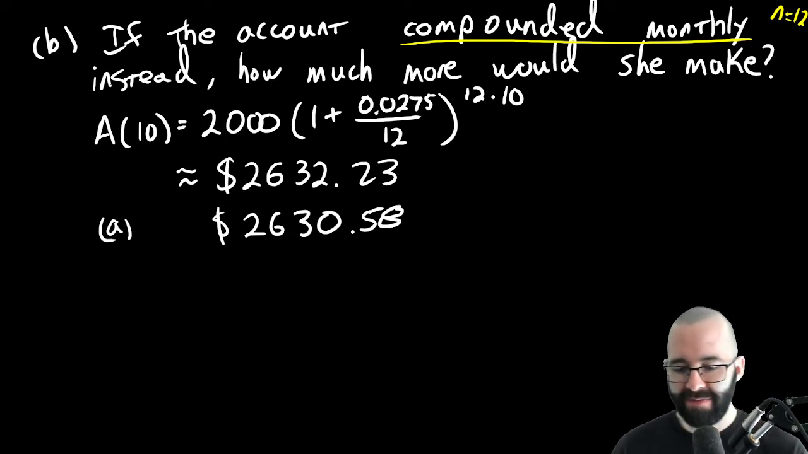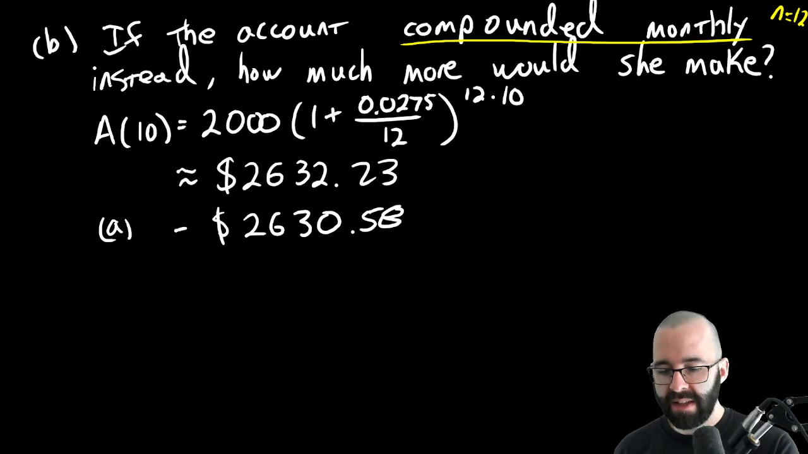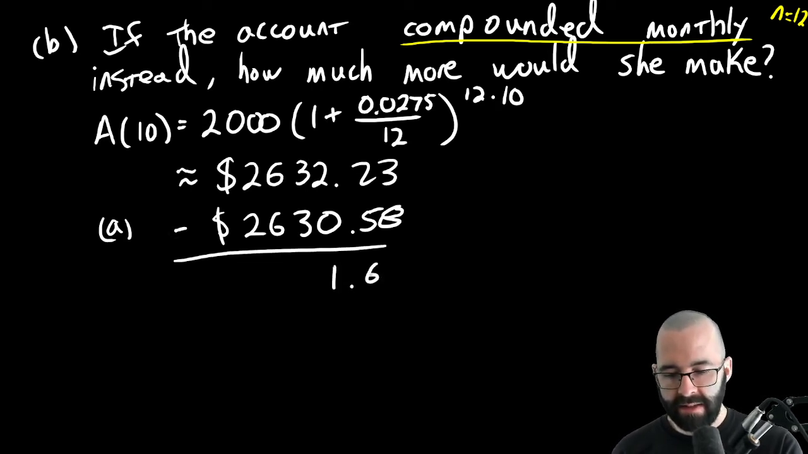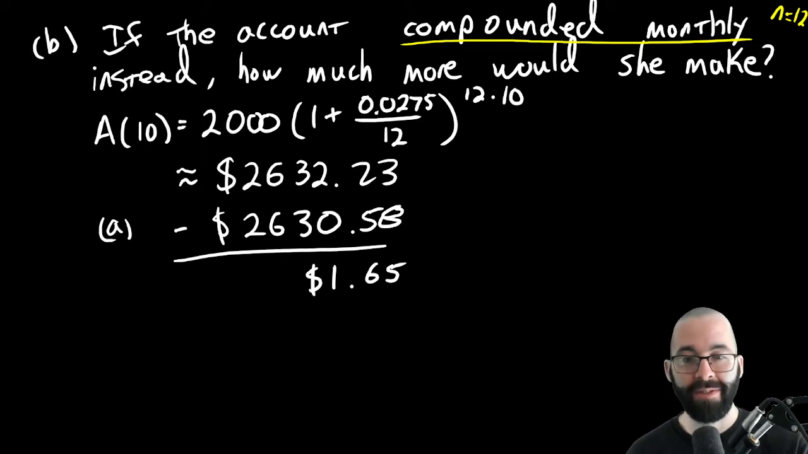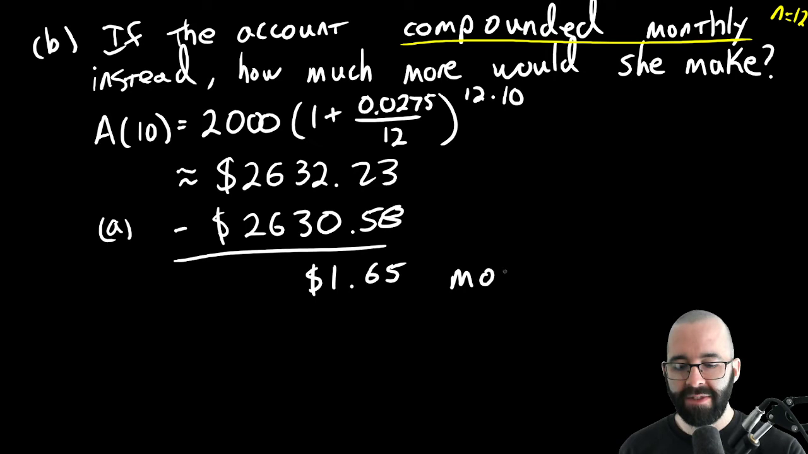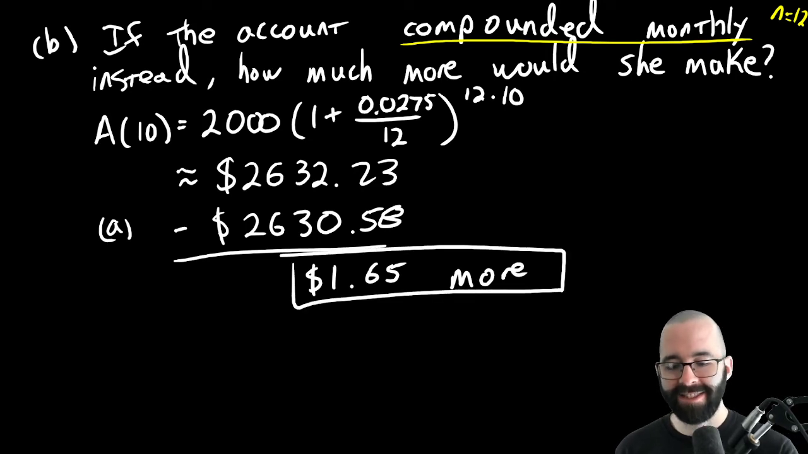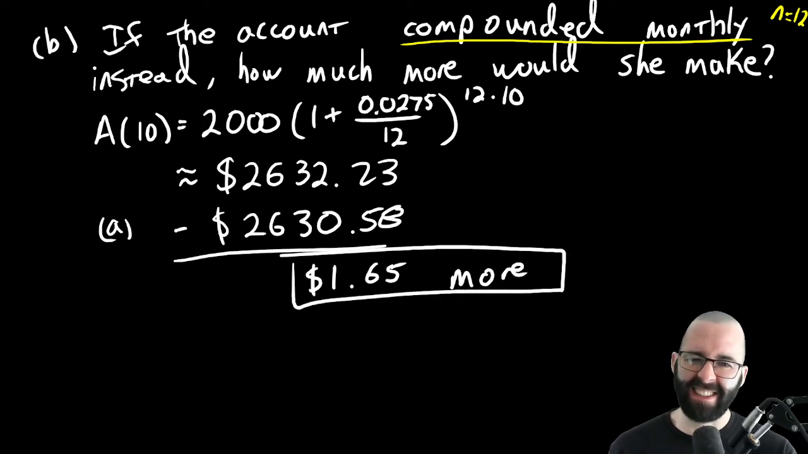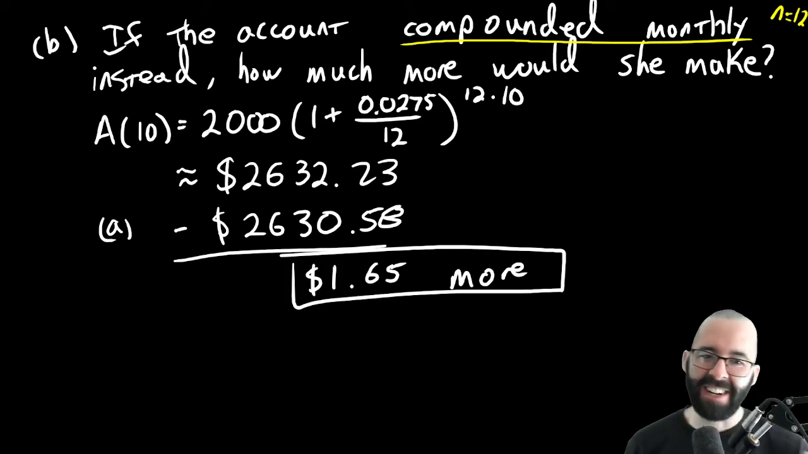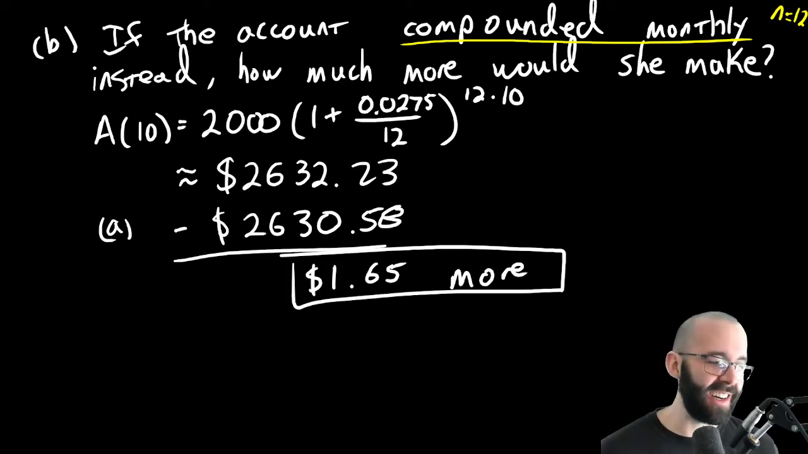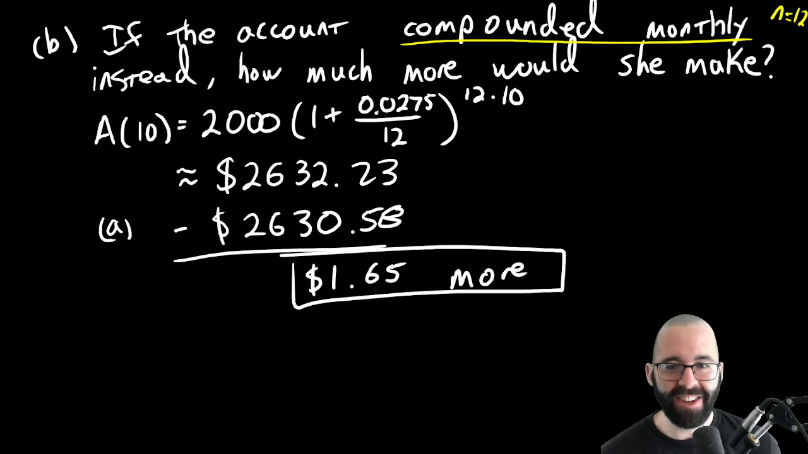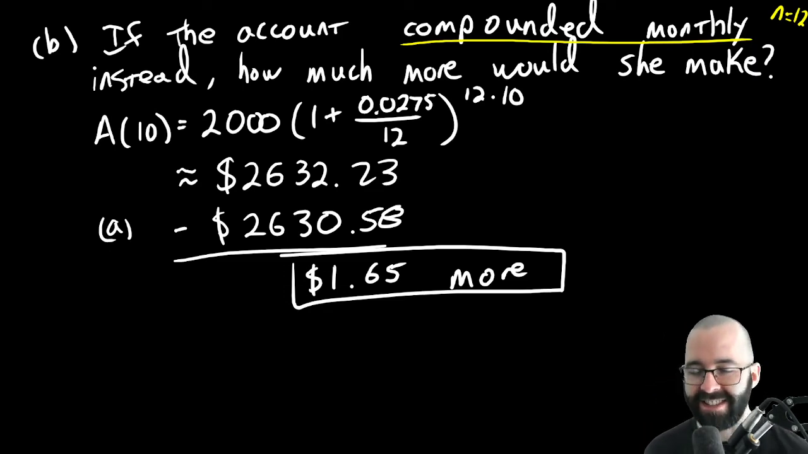Let's subtract these. If we subtract these, what are we going to get? We're going to get $1 and 65 cents, maybe? I think so. You let me know if my math is wrong. $1.65 more after 10 years. So she probably shouldn't lose any sleep about whether it gets compounded quarterly or monthly. It's probably not going to matter. Who knows? Maybe in 10 years, she'll really need that $1.65.